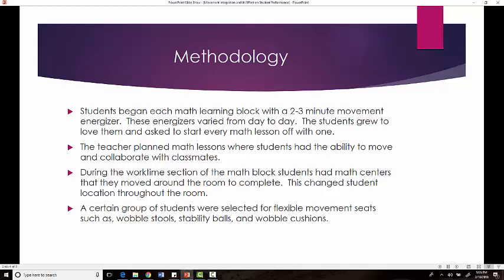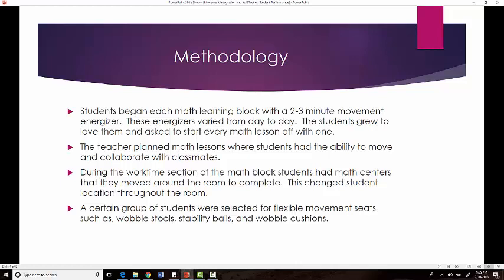So after I gained my literature review and found the findings that other educators and other experts have found, I put together a process and a methodology. So here is the methodology of my action research.